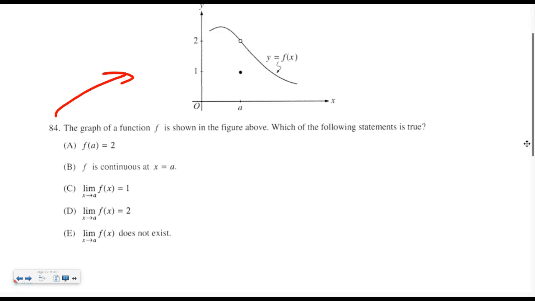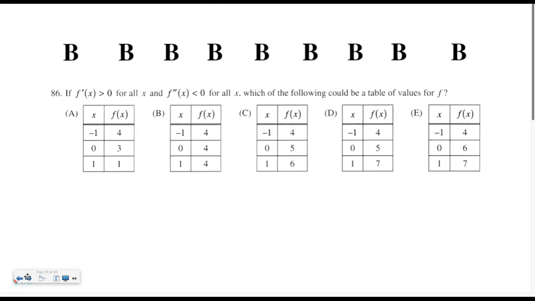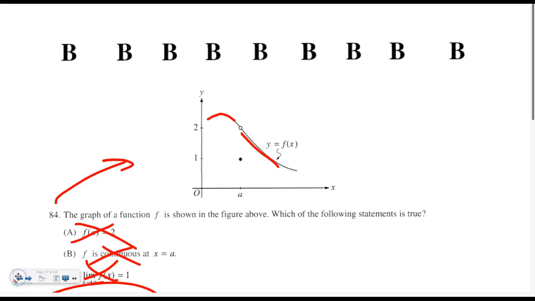Here's a graph, and it says, which of the following must be true? Is f of a equal to 2? Definitely not. f of a is equal to 1. That's where it's defined. Is f continuous at a? No, I have to lift my pencil. Do I arrive at 1 when I approach a from both directions? No. I arrive at 2. Is the limit as I approach a from both directions 2? Yes. And the limit does exist. Again, just because there's a discontinuity does not mean you don't have a limit. What number was that? That was 84.